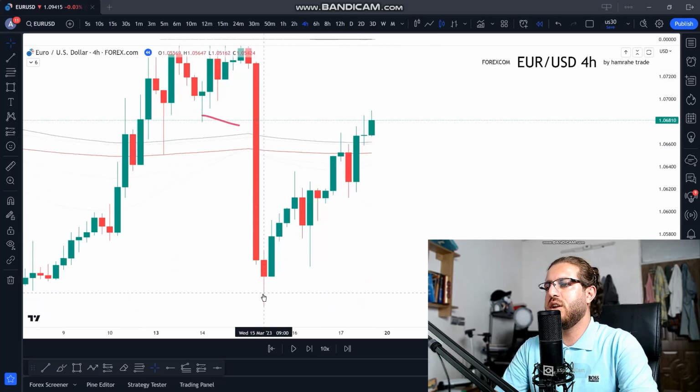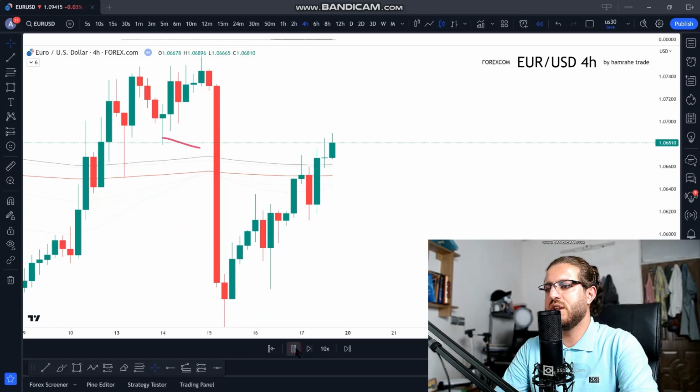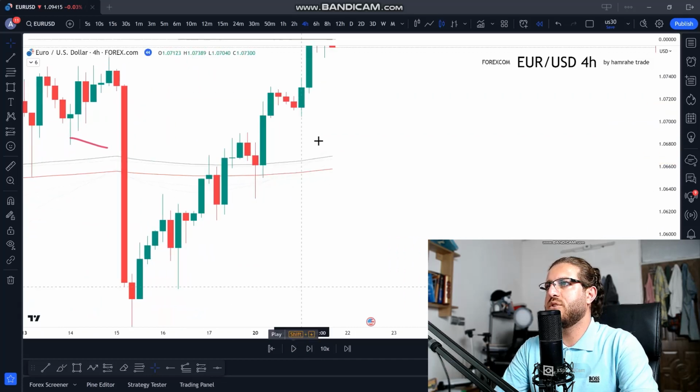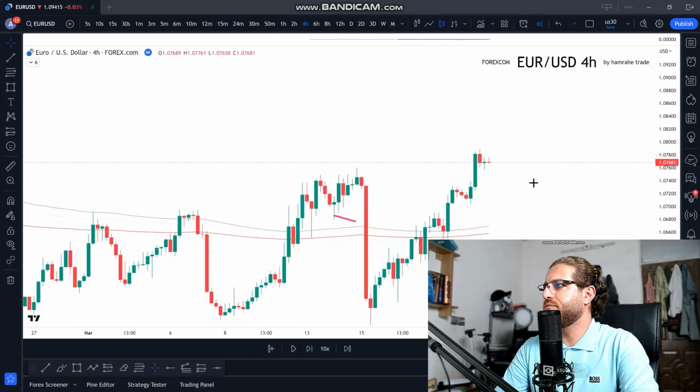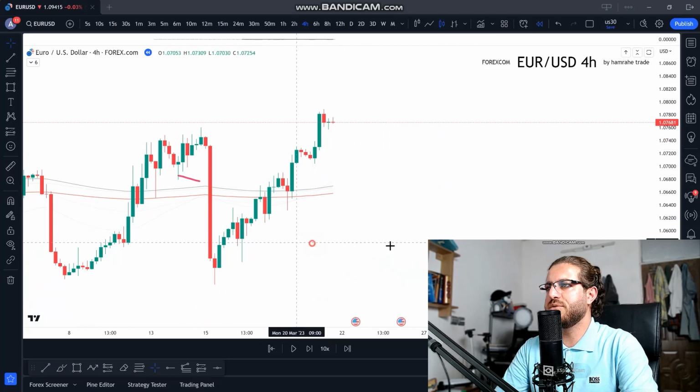Here we have a large candlestick. In these situations, I am looking for sell. Sometimes it works and sometimes it doesn't, like this. So it is going to the upside again.